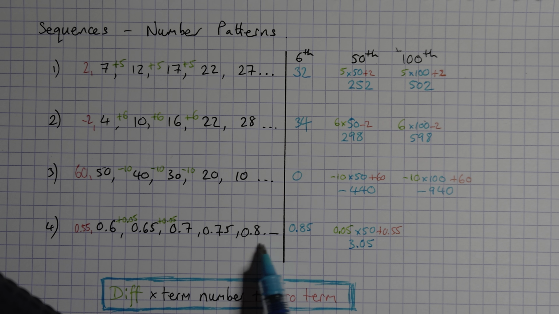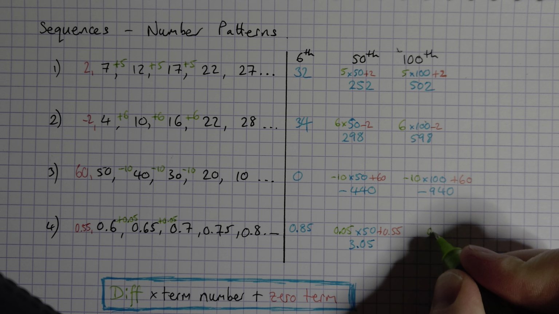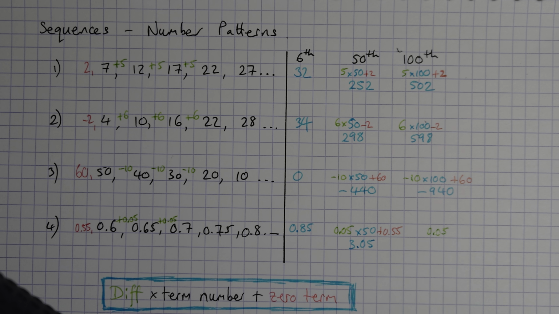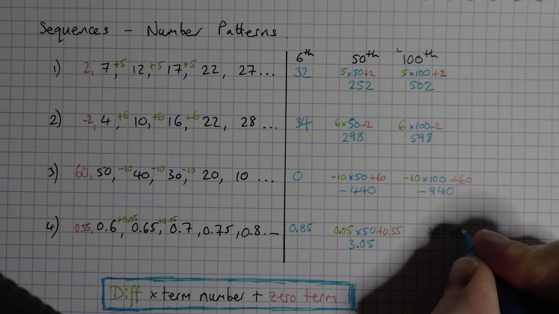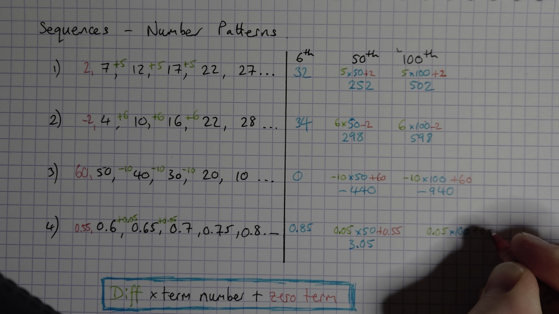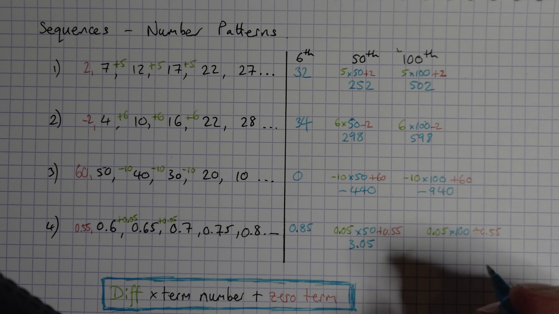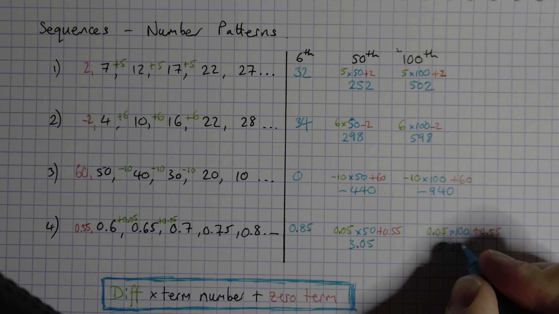Okay, even after all that, even after the 50, it's only up to 3 and a bit. For the 100th term, 0.05 times by 100, because the term number is 100. The 0 term we said was 0.55. Might be able to do this one in my head. 100 times 0.05 is just 5. 5 add 0.55 is 5.55, all the 5s.